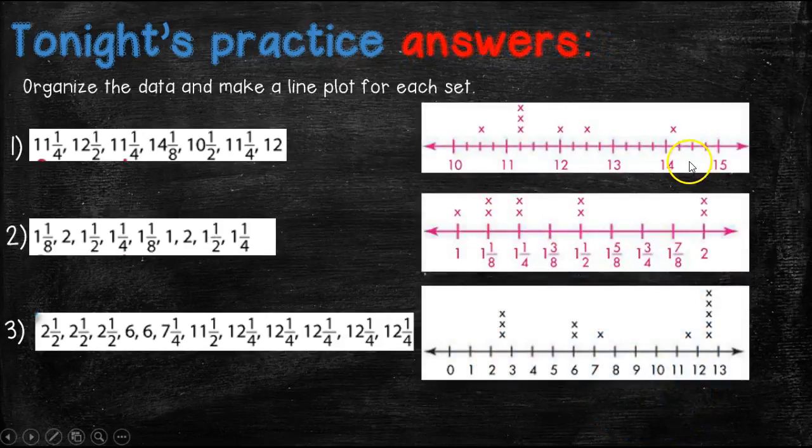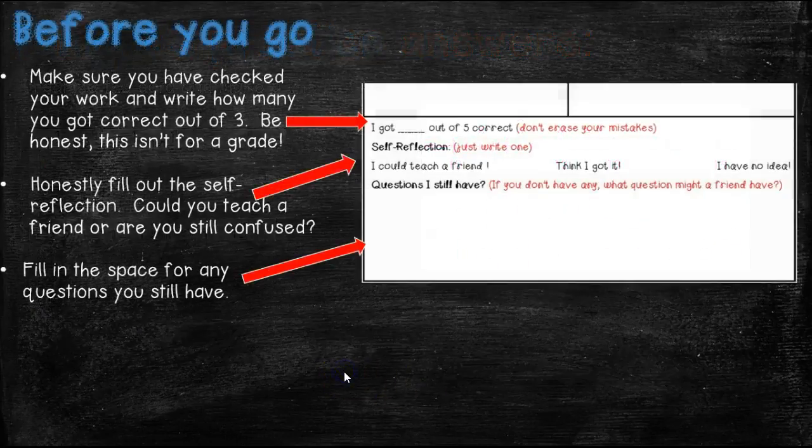Okay, here's each line plot. I want you to go through and check and make sure that you have the correct number of x's above the correct numbers. Remember, your lines might look a little bit different because maybe you did some things in between our fractions here. It's hard when you're getting into fractions. But you could either do it this way where you have its own marker on your number line for the fraction, or you could have done it where it was in between like I did before.